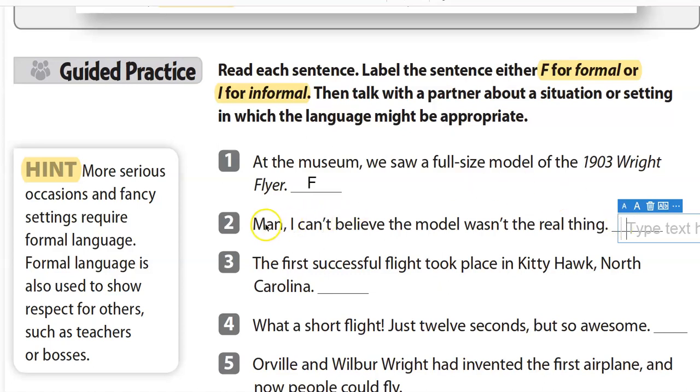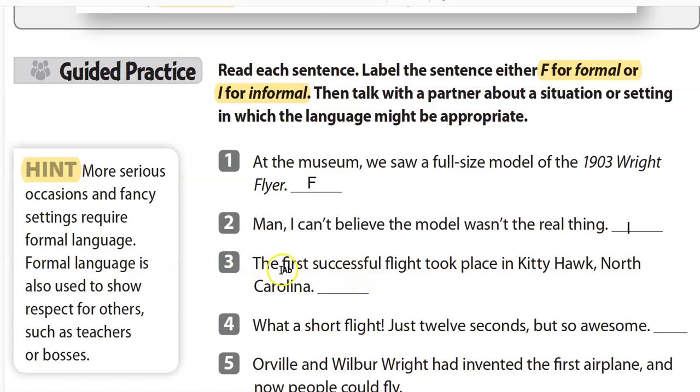The sentence starts with, man, I can't believe the model wasn't the real thing. Well, I wouldn't go to a teacher and say, man. So here I hear a slang expression. Also, there are two contractions in the sentence, can't and wasn't. So what do you think this sentence would be? I agree. This is an informal sentence. So we're going to put an I there for informal.